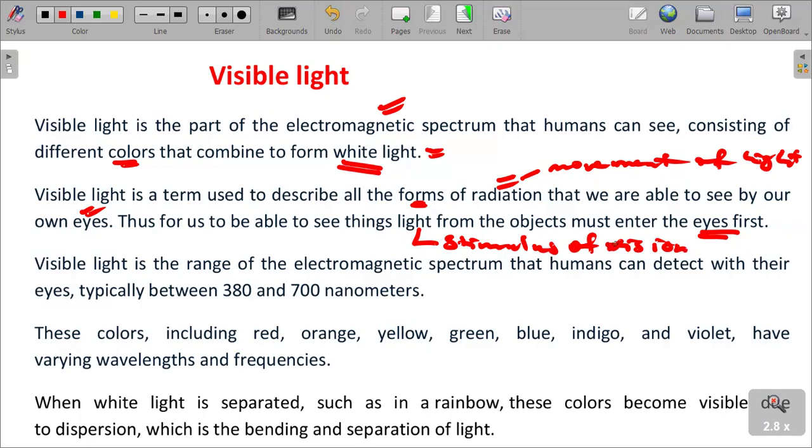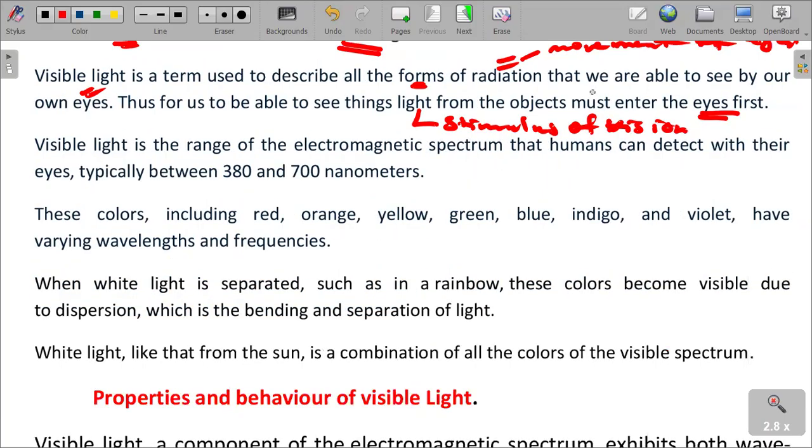If light is not there, we are not able to see. We are able to see as a result of light. Light is the stimulus of vision. Visible light is the range of the electromagnetic spectrum that humans can detect with their own eyes, typically between 380 and 700 nanometers. This is just the measurement.